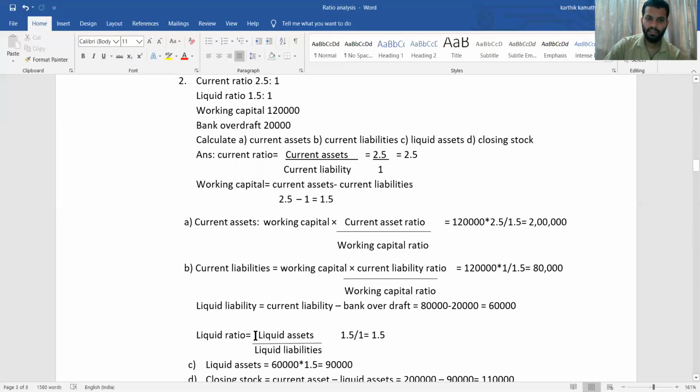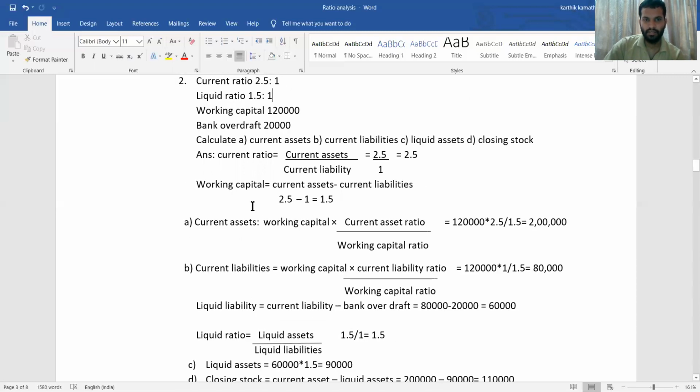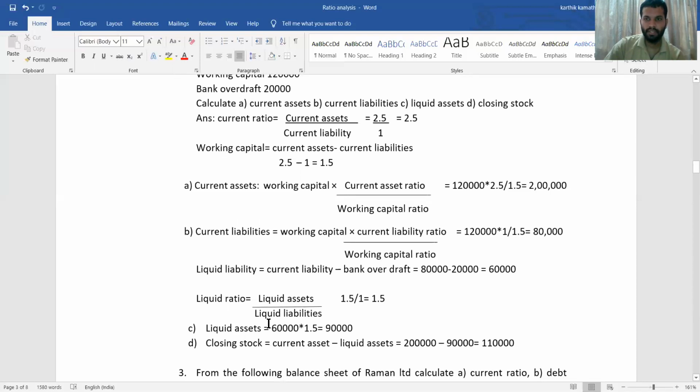Next is liquid ratio, because we want liquid asset. So that is nothing but liquid asset divided by liquid liability. Liquid asset given in the problem 1.5 divided by liquid liability 1, that is equal to 1.5. So liquid asset is equal to cross multiplication, liquid liability into 1.5. Liquid liability just now we have calculated, current liability minus bank overdraft. So 60,000 into 1.5 you will get 90,000.